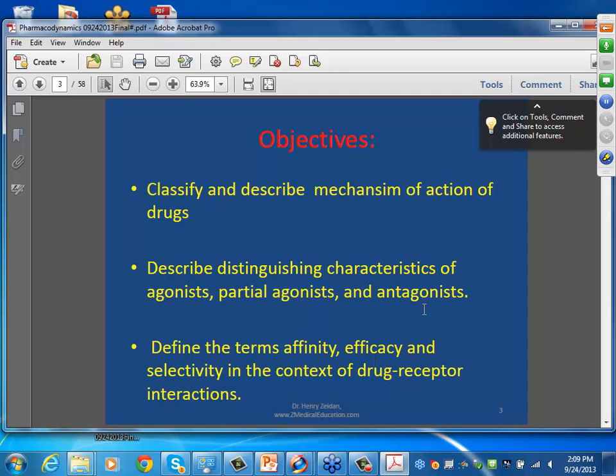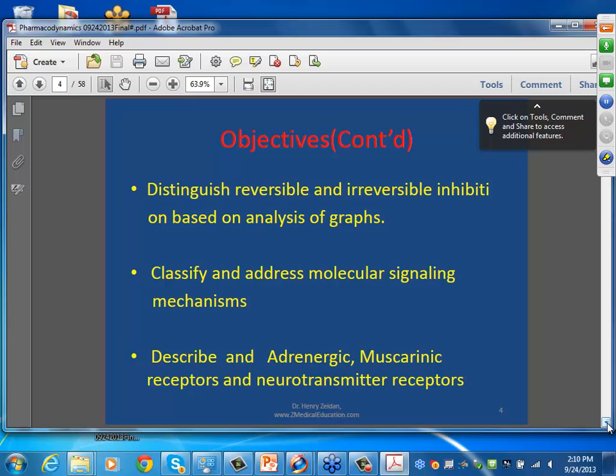We like to understand what is meant by potency of a drug and how is that reflected in a graph. Can we compare between two drugs and determine which one has the highest affinity and efficacy and potency? What are we looking for when we look at graphs? When we look at graphs also, we should be able to distinguish between reversible and irreversible inhibitions based on the analysis of these graphs.